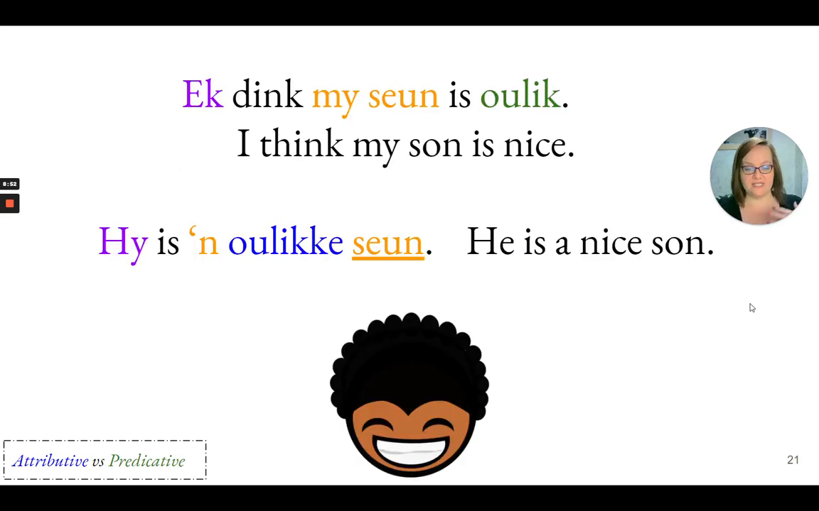Ek dink my seun is oulik. I think my son is nice or sweet. Oulik, is this predicative or attributive? Okay, if you're not sure, where is it written? Before the noun, which is seun, or after it? It's after, so it's predicative. It's not inflected. But if it's written before the seun, it is inflected. I think you got it.